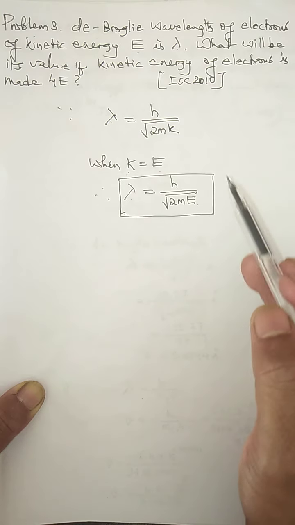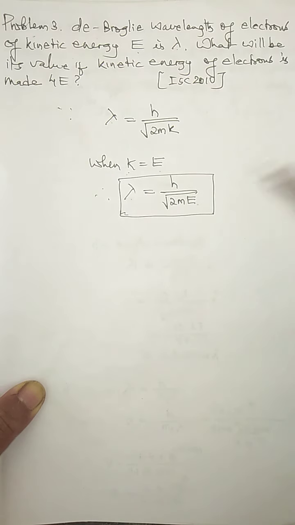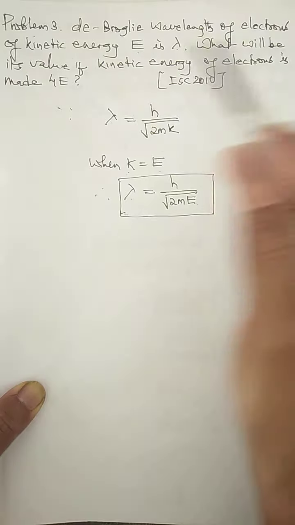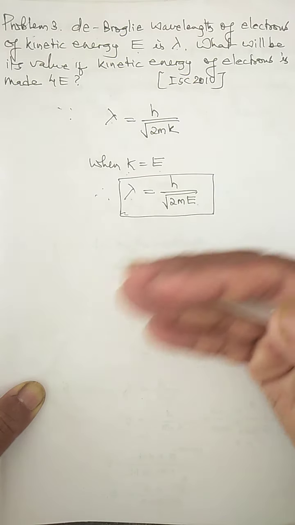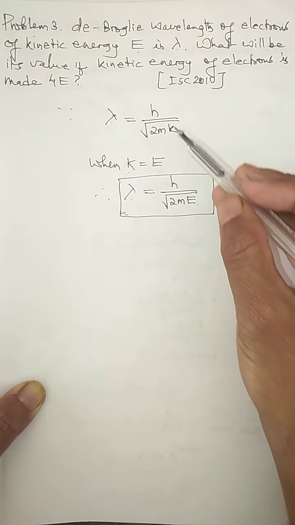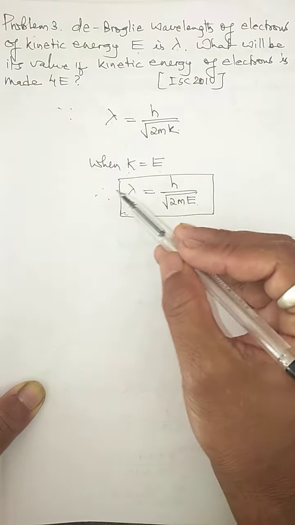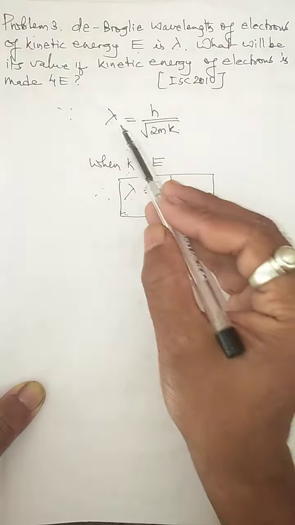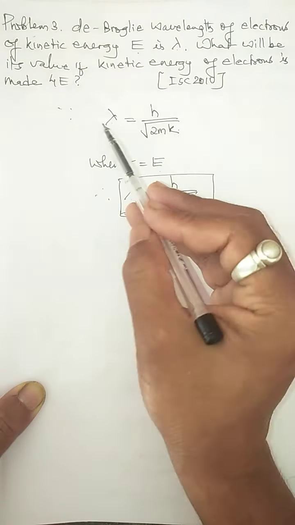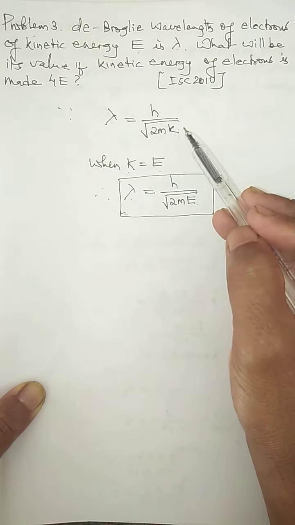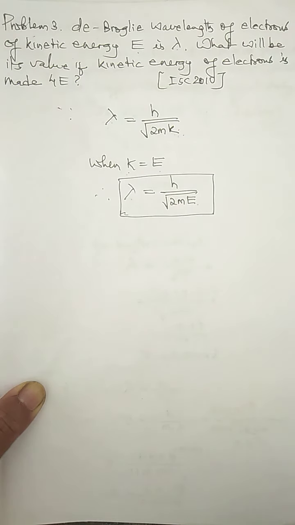But the question asks what will be the value of the de Broglie wavelength when the kinetic energy is made 4E. 4E means you are increasing kinetic energy by how many times? 4 times. And definitely what happens? When kinetic energy changes, the de Broglie wavelength also changes. This relation simply says that kinetic energy and de Broglie wavelength are inversely proportional to each other, meaning when kinetic energy increases, de Broglie wavelength decreases.